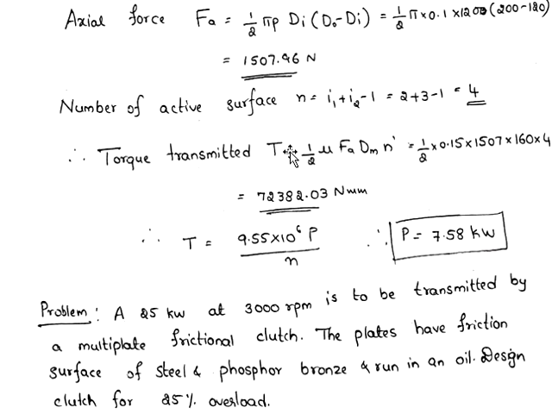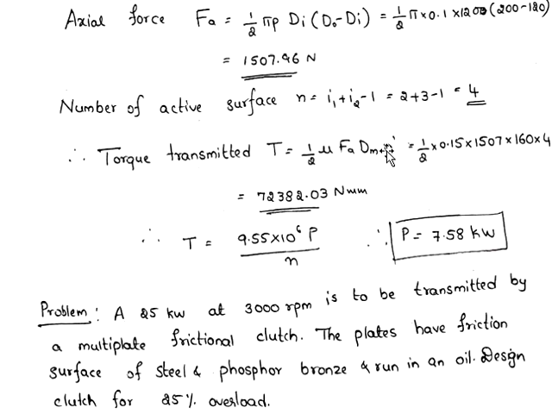Substitute all the values, you will get the Fa value. Then use the torque equation. In this torque equation, I need the N dash value, or number of active surfaces. Whenever the number of discs on the driver shaft and driven shaft is given, to find the number of active surfaces, you can use the equation I1 plus I2 minus 1. So the answer is: number of discs on driver shaft is 2, number of discs on driven shaft is 3. So 2 plus 3, 5, minus 1, 4. That will be the number of active surfaces. So N dash or I value will be 4.